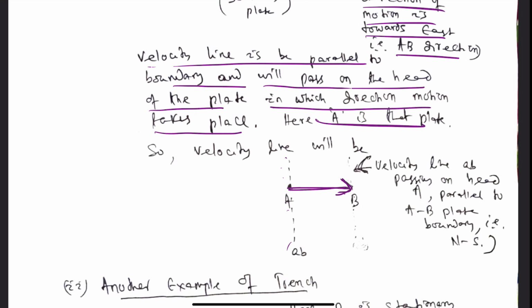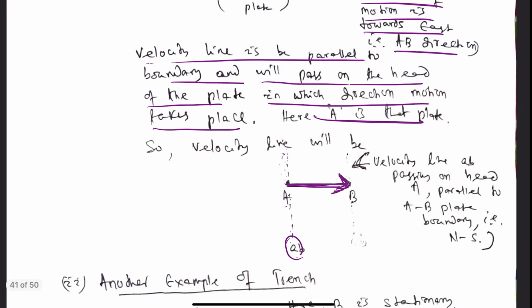So velocity line will be over A, and this is the direction of velocity. This is the velocity vector. Velocity vector is shown by a solid line, and velocity lines are shown by dotted line. So velocity line will be on the head of the plate along which the movement is taking place, and it will be parallel to the boundary. So this AB dotted line is the velocity line, and this AB solid line indicates the velocity vector.